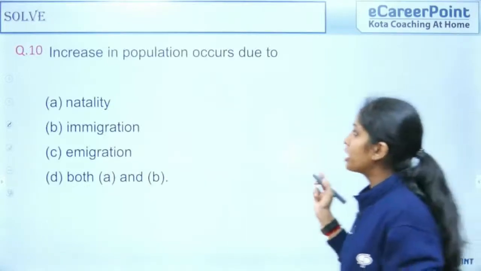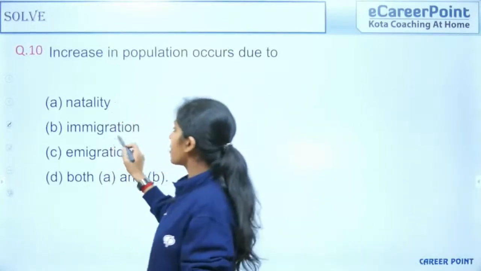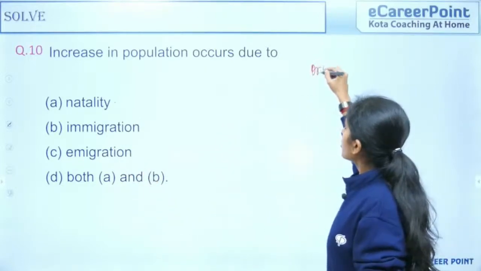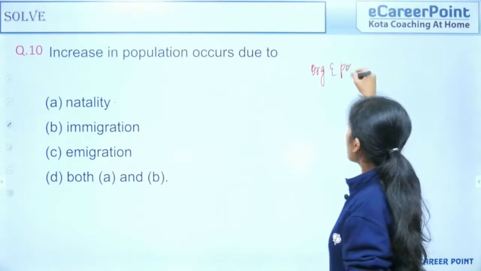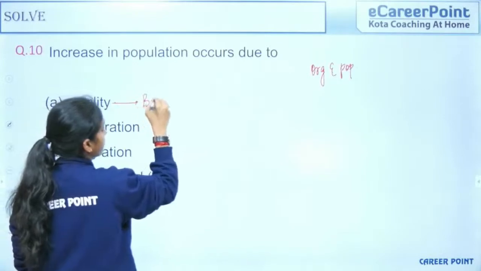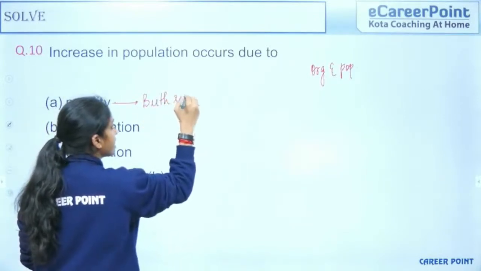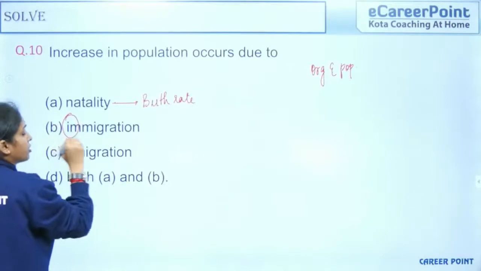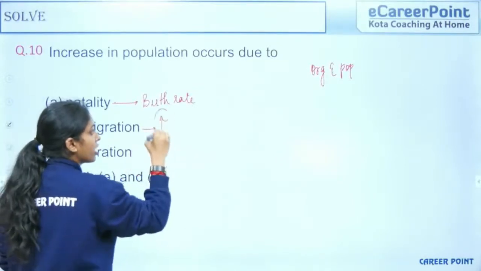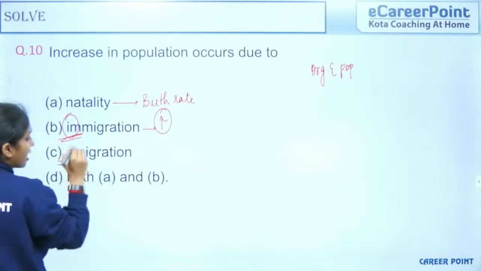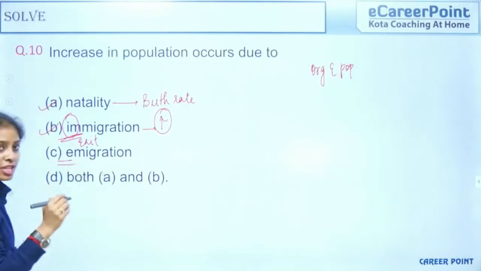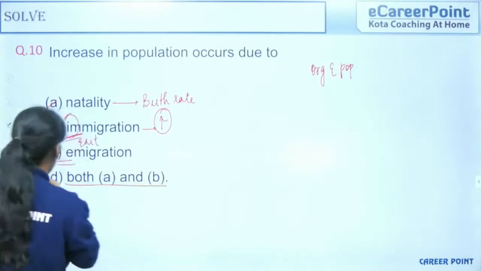Increase in population occurs due to natality, immigration, emigration, both A and B. This question is from the chapter Organism and Population. Natality is nothing but your birth rate. So birth rate increases the population. Immigration, someone is entering your population, so this also increases your population. Emigration, someone is exiting. So both A and B increase the population. Yes, so this is both A and B.